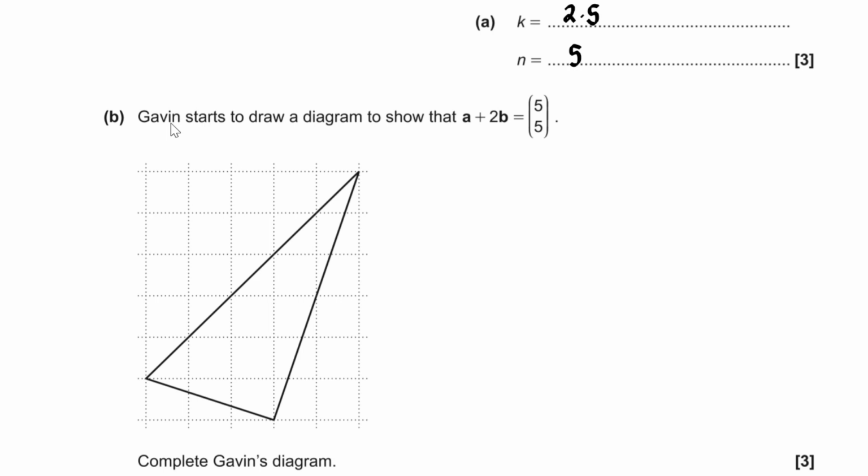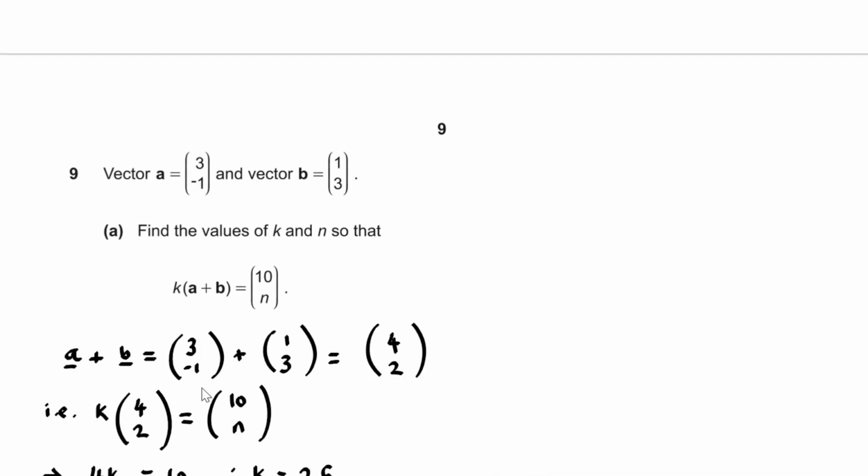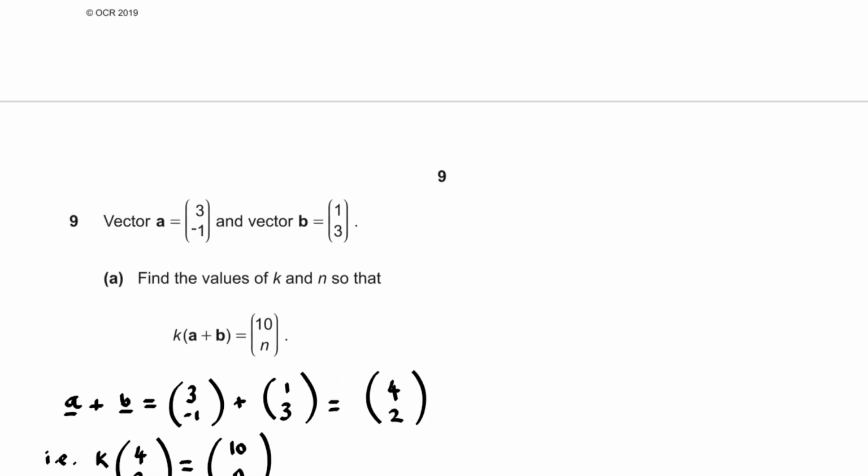And part B, Gavin starts to draw a diagram to show that a plus 2b equals (5, 5). We have to complete Gavin's diagram. Well, if we take a look over here, what we have is, here we're going 5 this way and 5 this way. So here is the vector (5, 5). And if we take a look at a, well, we know that a is equal to (3, -1).